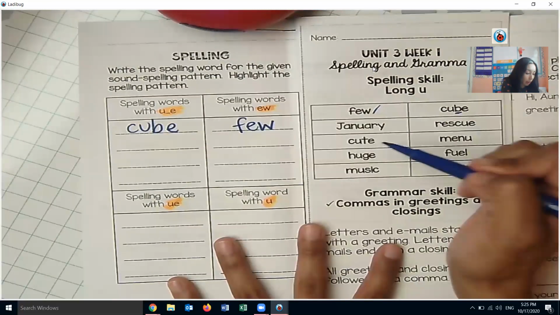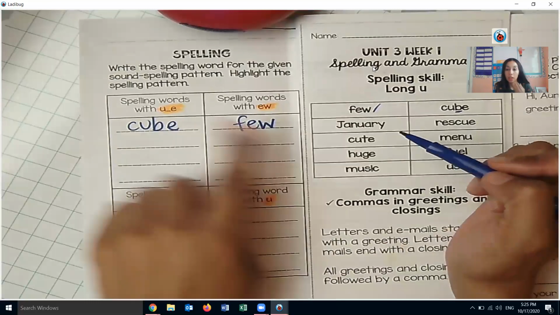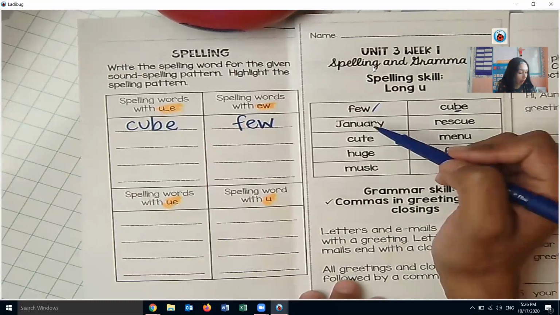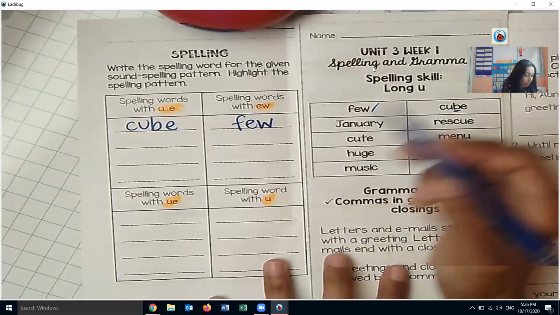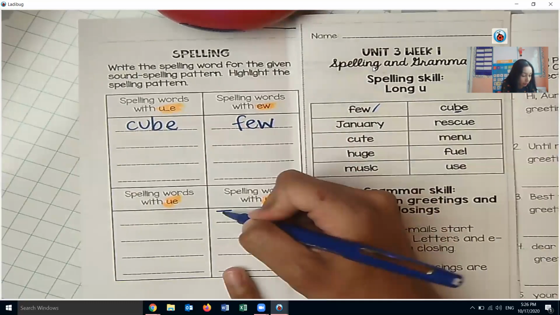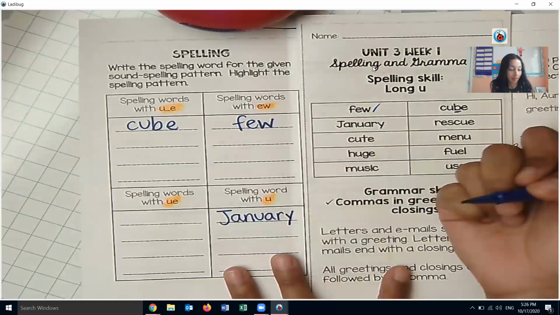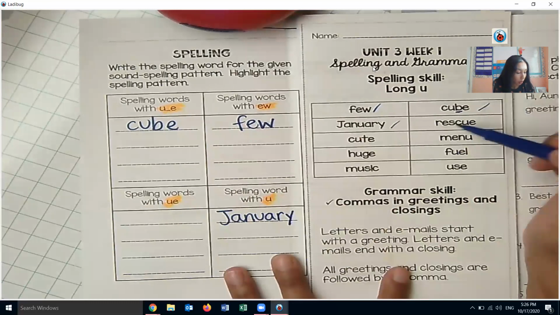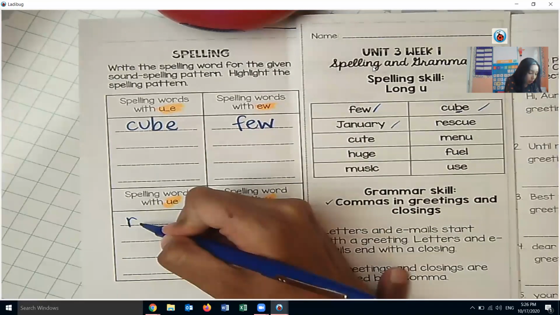Okay, January. So we're thinking about the U pattern that makes the U that says its alphabet name, long U. January just has the letter U that makes that sound. So we're going to write January here with a capital J, because in English, our months are always capitalized. January. Rescue. Rescue, that oo sound is with UE. So we're going to write that here with the UE words.